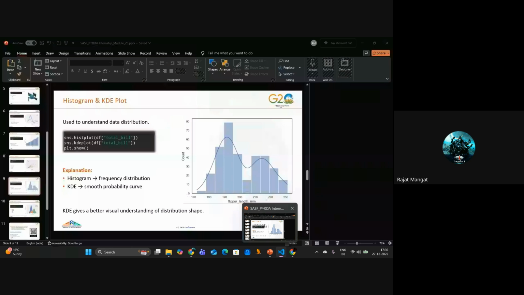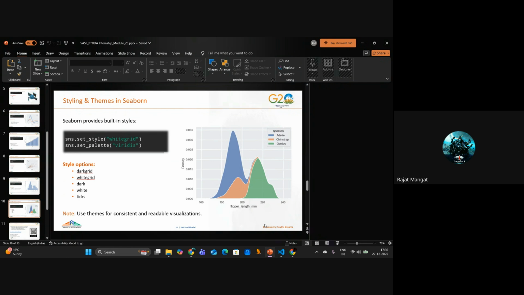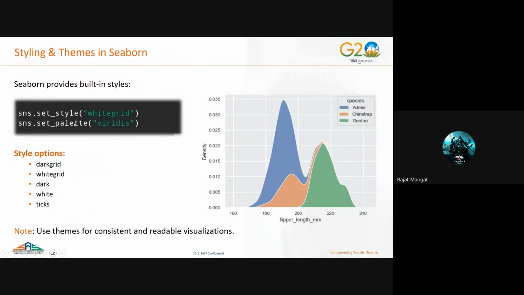Now let's move to another topic: styling and themes in Seaborn. In order to use different styles, you will use set_style, and in it you write whitegrid, which gives the background like in the picture you are seeing. Styling options include darkgrid, dark, white, ticks, and many more. Even I don't remember everything, so you can Google different styles if you want, but these are some common ones.